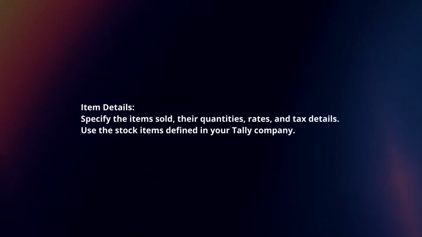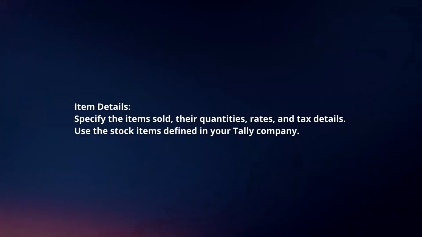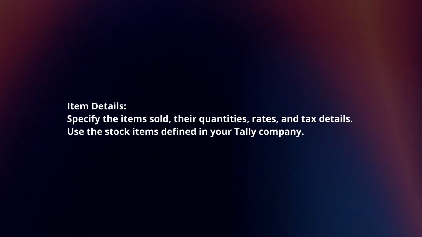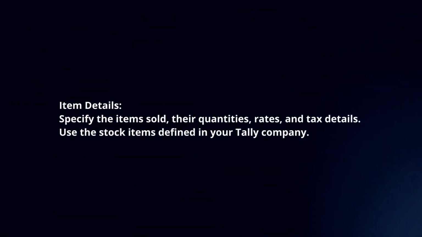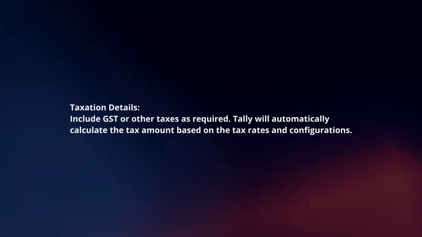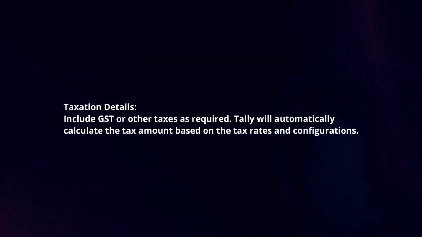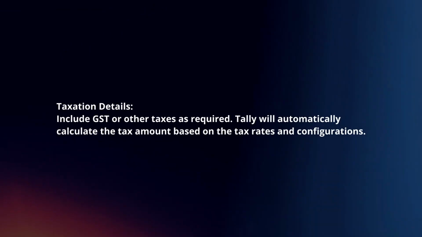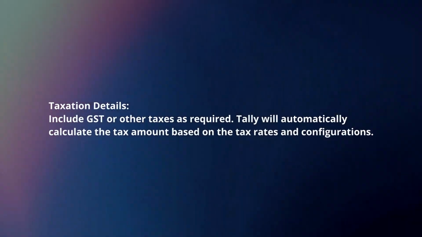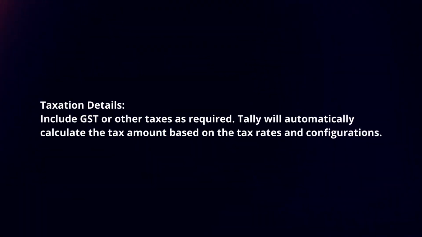Item details. Specify the items sold, their quantities, rates, and tax details. Use the stock items defined in your Tally company. Taxation details. Include GST or other taxes as required. Tally will automatically calculate the tax amount based on the tax rates and configurations.